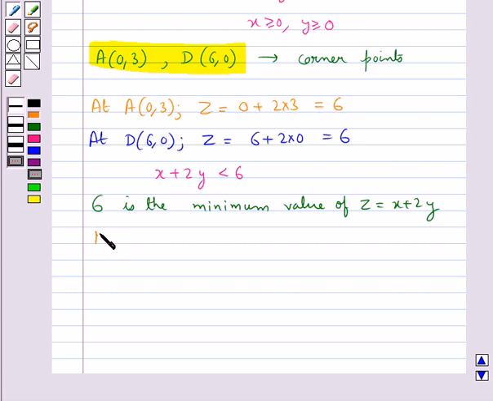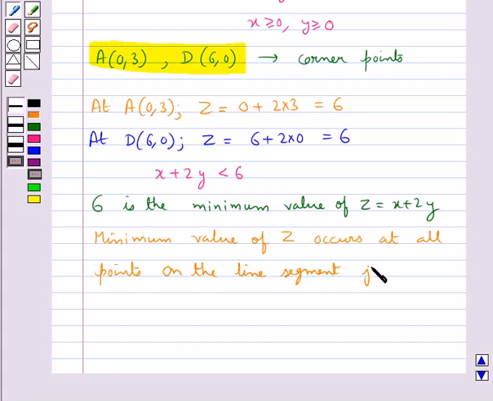So, the minimum value of Z occurs at all points on the line segment joining the points (0, 3) and (6, 0).